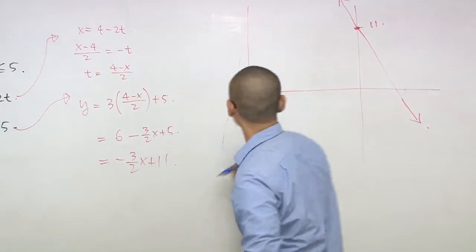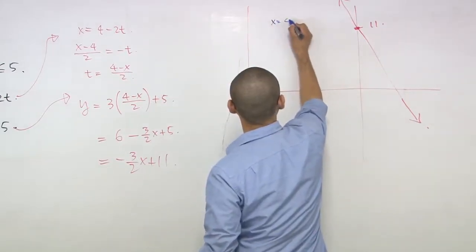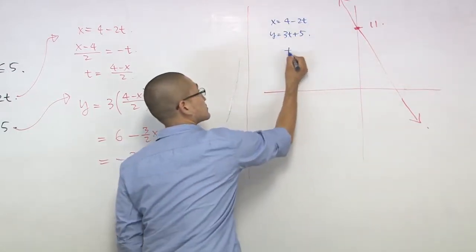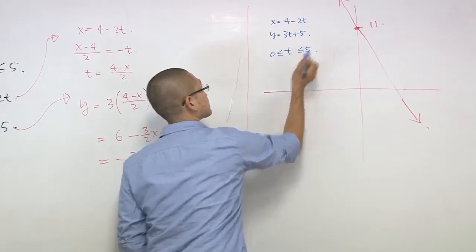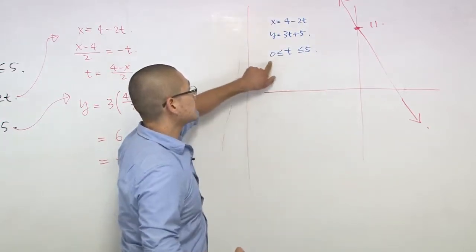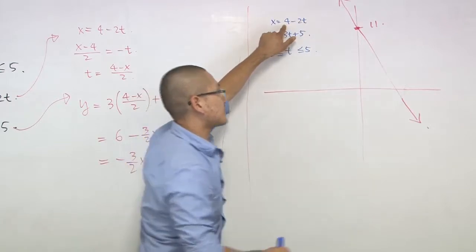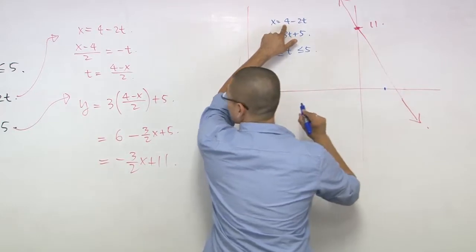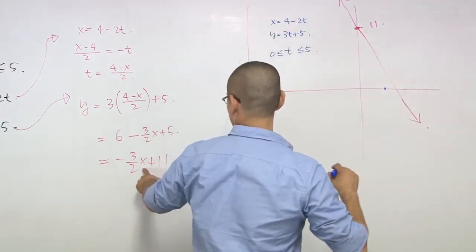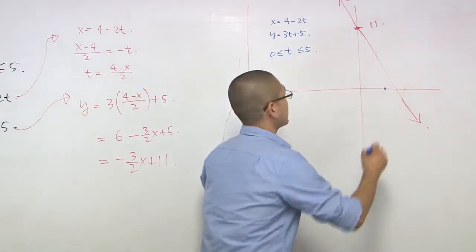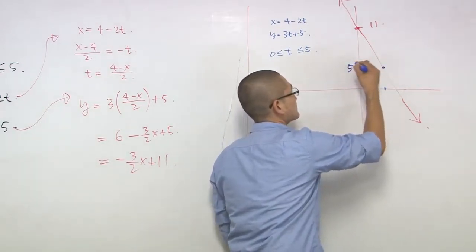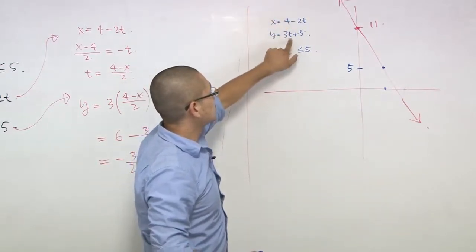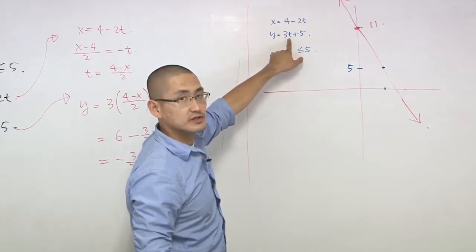So we realize, one more time, let me just rewrite this over here. x is equal to 4 minus 2t. y is equal to 3t plus 5. And t is going from 0 to 5. Okay. If t is 0, what do I get for x? x is 4. So somewhere over here. When x is 4, we're going to get y equal to 11. Okay, so over here it's going to be 5. Okay, so x is 4 and t gives you 0 here, then y is equal to 5.